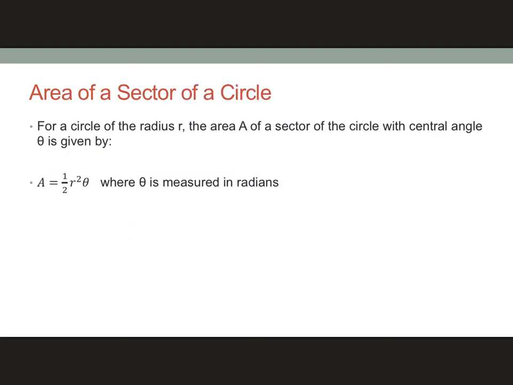The area of a sector of a circle is another easy formula as long as your angle is measured in radians. It's the simple equation 1/2 times the radius squared times the angle measure, as long as the angle is measured in radians. Now, I'm not going to do an example of this because I want you to do that.